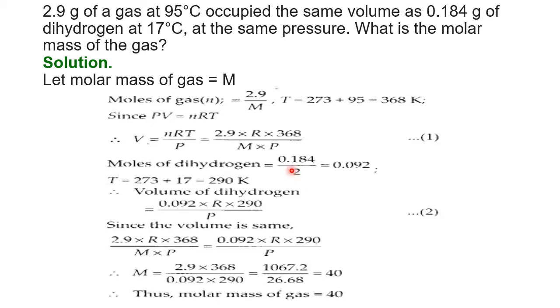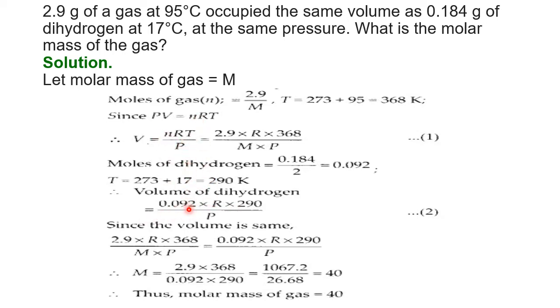Therefore, it is 0.184 by 2, which is equal to 0.092 moles of hydrogen. Temperature is given in the question as 17 degrees centigrade, which is equal to 290 Kelvin. Now, what is the volume occupied by the hydrogen? Same formula, PV equal to nRT.